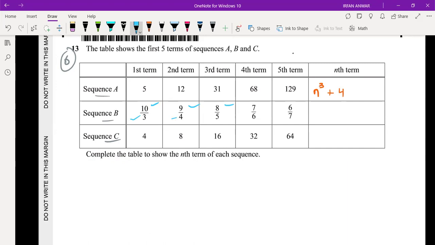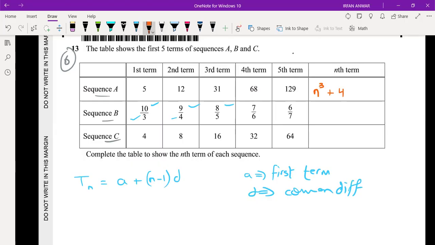In arithmetic progression, we have the term n denoted by, and if you want to earn full marks, you must make a note of this. It is a plus n minus 1 times d, where a is the first term and d is the common difference. Now, for the numerators, the first term is 10 plus n minus 1 times d. The common difference is minus 1, right?